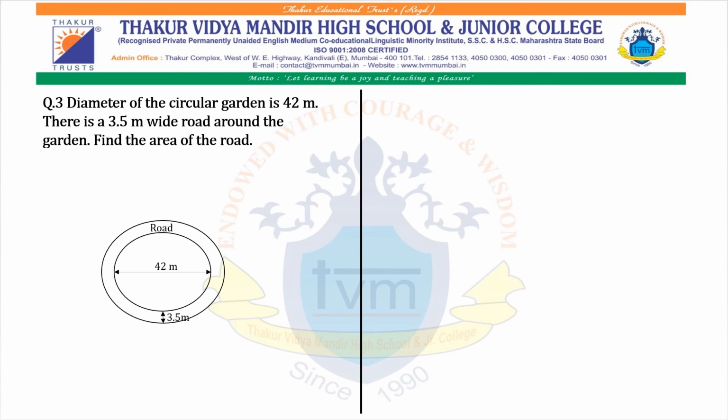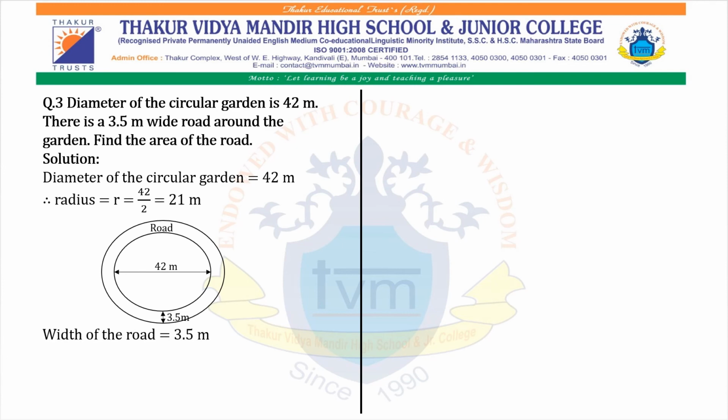Question 3. Diameter of the circular garden is 42 meters. There is a 3 meter wide road around the garden. Find the area of the road. Here you can see the figure. Let's see the solution now. Diameter of the circular garden is 42 meters. Therefore, radius r is 42 upon 2, which is equal to 21 meters. Width of the road is 3.5 meters.